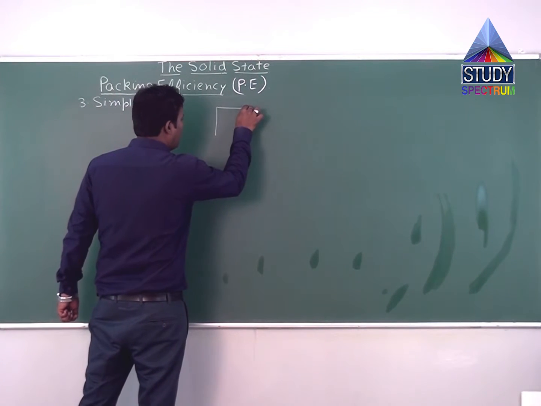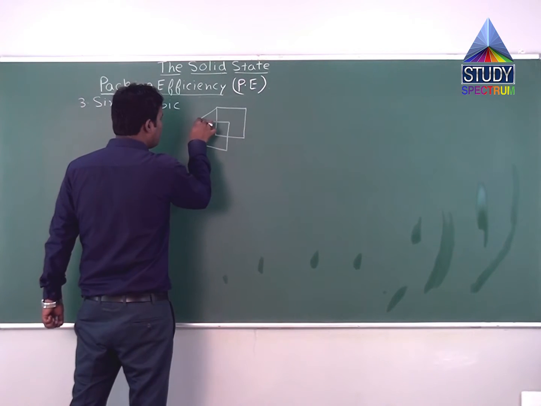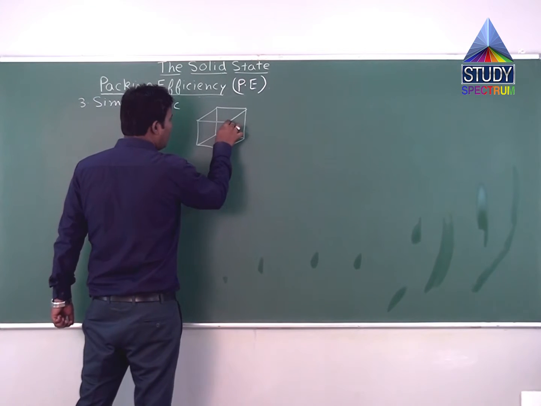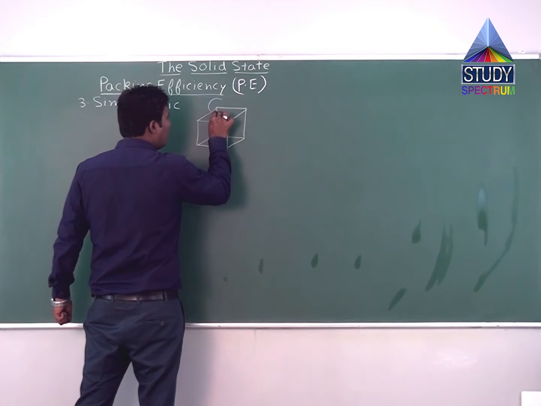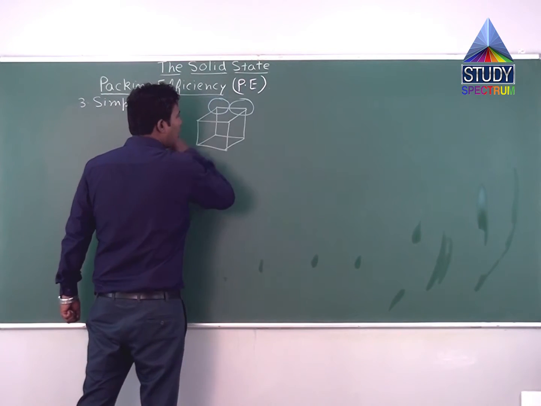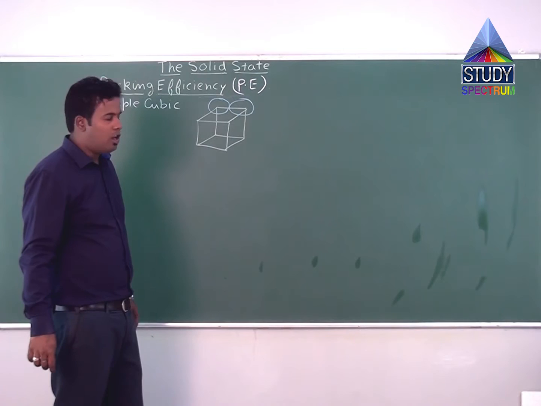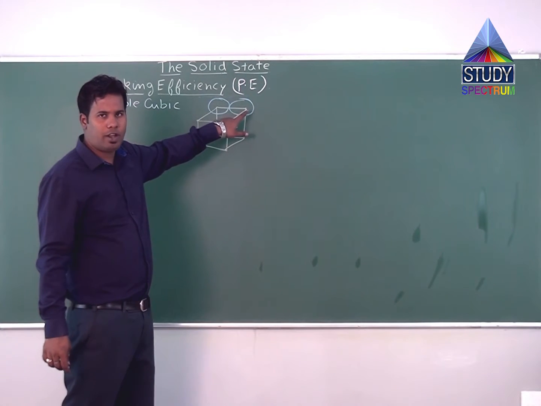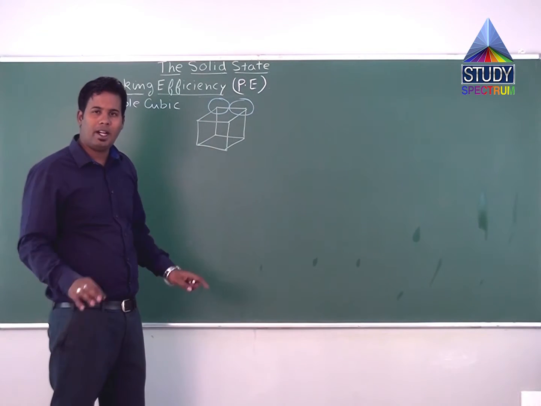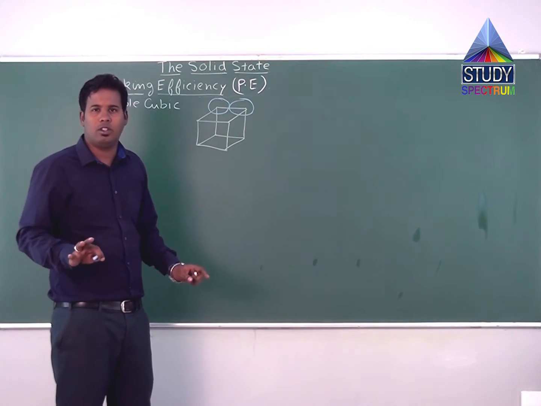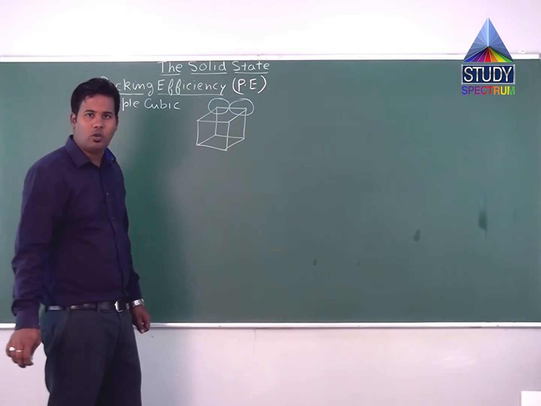Suppose this is our cube and the atoms are present only at the corners of this cube and these atoms are touching each other. Now for the sake of calculation I have drawn only two spheres, but you understand the atoms or the spheres are present at all the corners of the cube but only at the corners of the cube and no other position. That is what simple cubic or primitive cubic unit cell, if you remember, actually is.